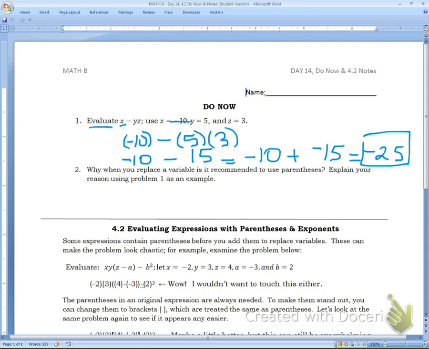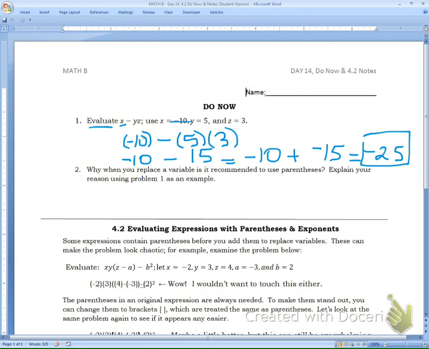So question 2. Why, when you replace a variable, is it recommended to use parentheses? Let's explain it using reasoning, and problem 1 is an example. In future problems, like in the ECA, you may have to explain why you're doing something with a problem or reasoning for something. So let me explain it with maybe a counter example.